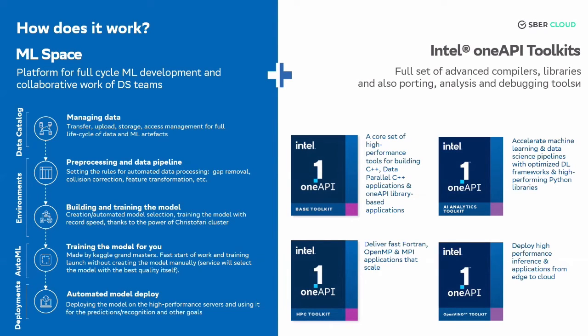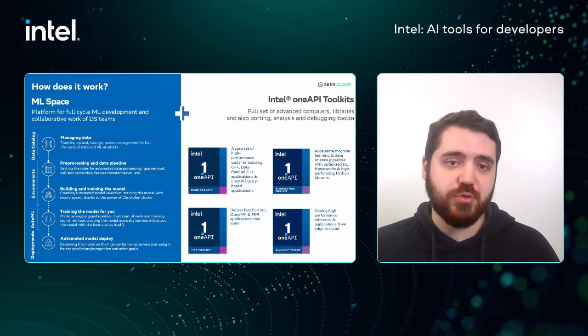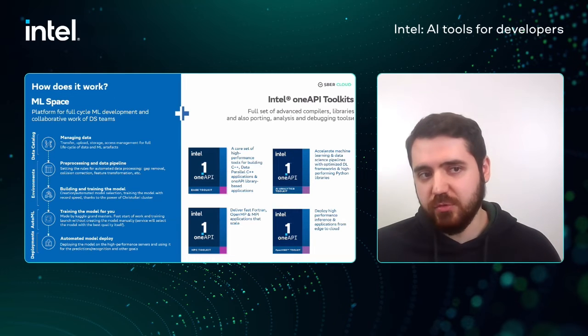Now let's speak about ML Space itself and what it has from the Intel side. What is ML Space? It is a platform for full-cycle ML development and collaborative work for DS teams, starting with managing data, going through pre-processing and data pipeline, and going up to automated model deploy. First is the data catalog. It makes it possible to store data first in our clouds at high-performance cloud storage or in a different mainstream cloud storage. So you can use this as any other library or any other mainstream.